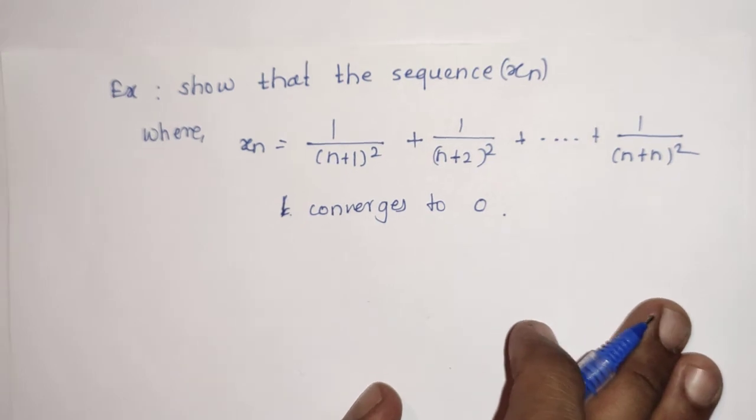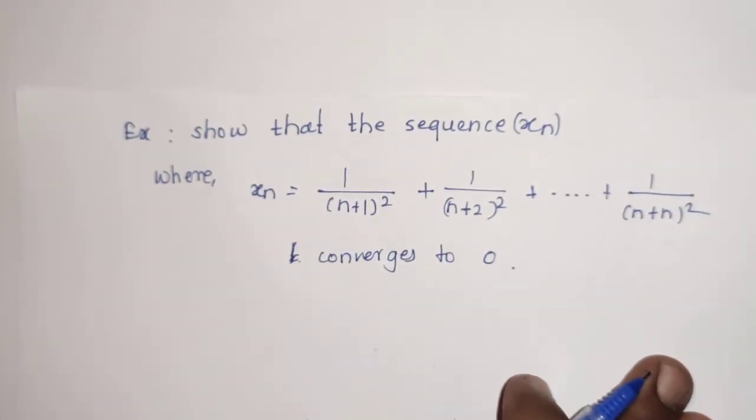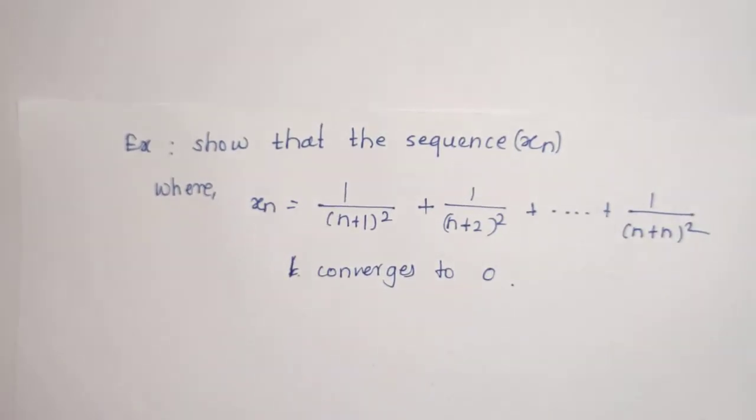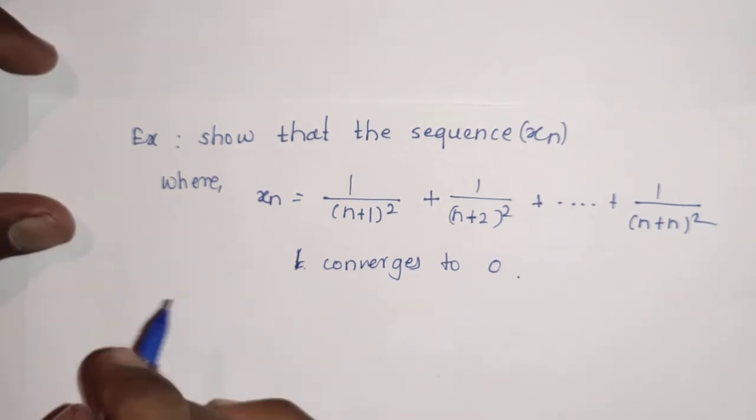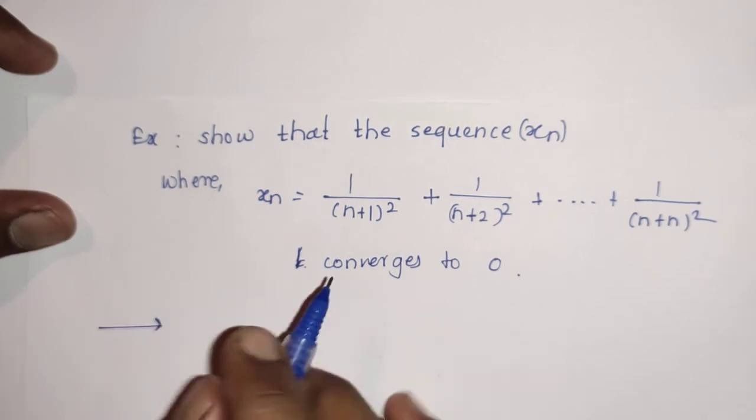Now again the example is: show that the sequence x_n, given in the form 1 upon (n+1) square plus 1 upon (n+2) square plus up to 1 upon (n+n) square, again converges to 0. Now first of all we will write the given things here.